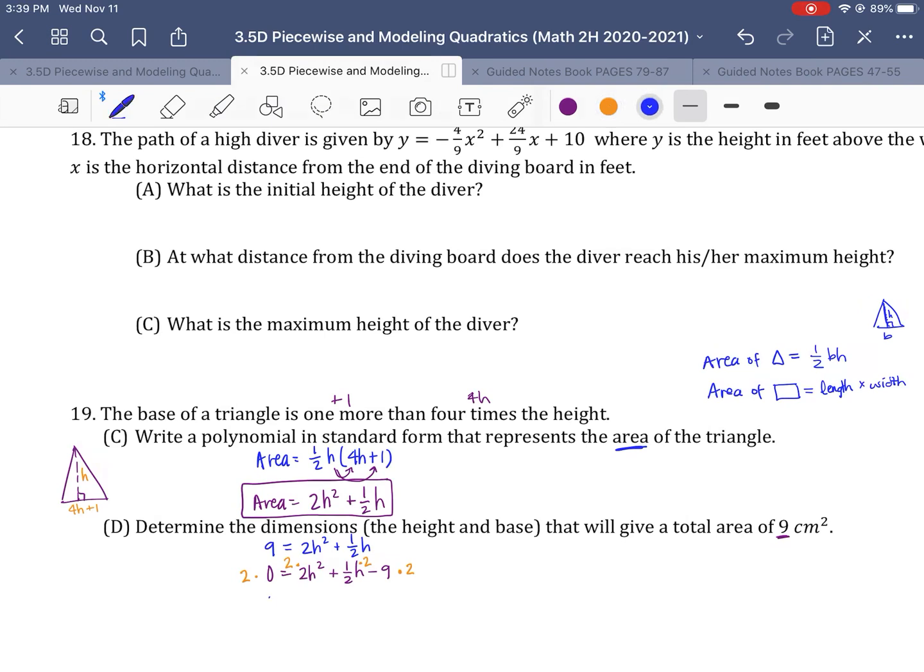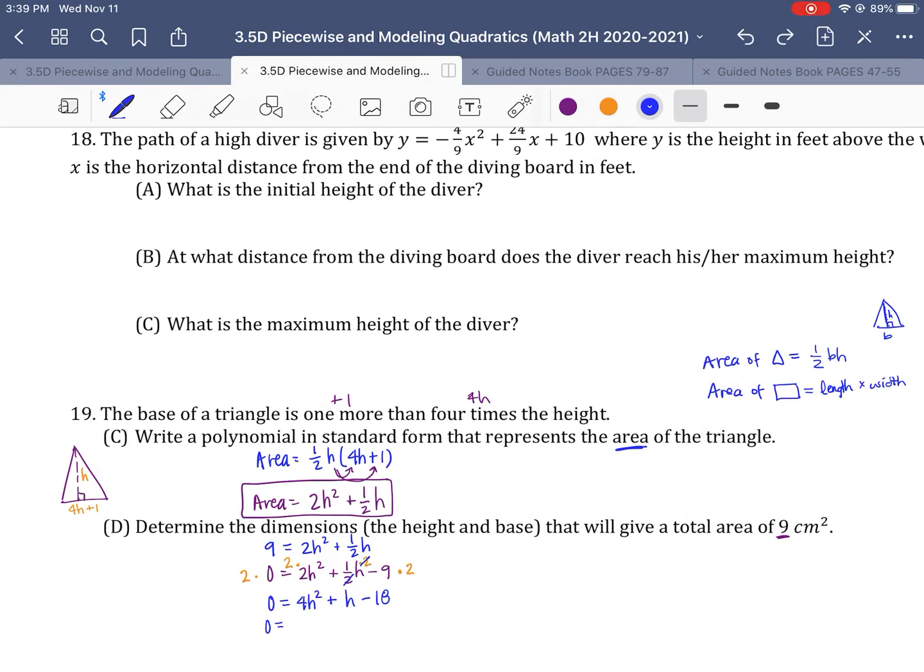So 2 times 0 is still 0. That would be 2 times 2h squared is 4h squared. 1/2 times 2, that's why we multiplied it by 2, just leaves h. And -9 times 2 is -18. So now we have an equation here. There's no greatest common factor, so we can go ahead and try and factor that.